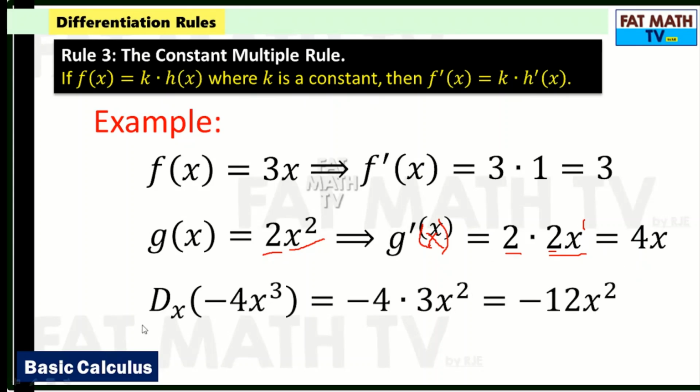And the derivative of negative 4x cubed, you just copy negative 4 and take the derivative of x cubed. So copy negative 4. This is the constant multiple. And then the derivative of x cubed is 3x squared by applying the power rule. So negative 4 times 3x squared is negative 12x squared.